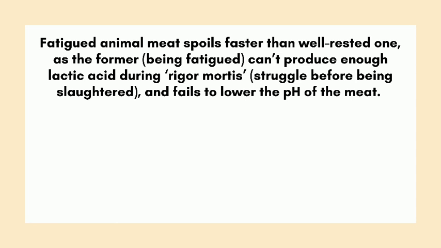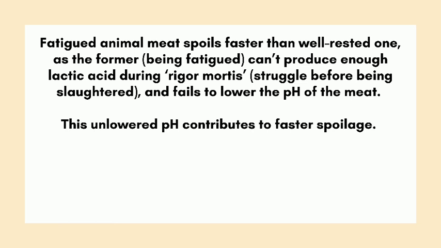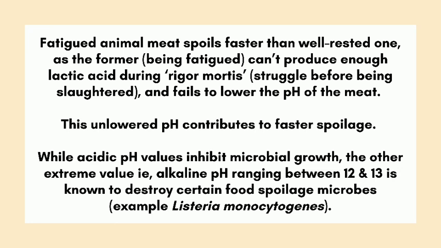Fatigued animal meat spoils faster than the well-rested one, as the former, being fatigued, can't produce enough lactic acid during rigor mortis, that is, the struggle before being slaughtered, and hence fails to lower the pH of the meat. This unlowered pH contributes to faster spoilage. While acidic pH values inhibit microbial growth, the other extreme value, that is alkaline pH ranging between 12 and 13, is known to destroy certain food spoilage microbes like Listeria monocytogenes.